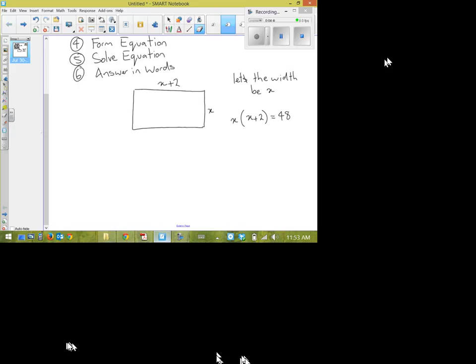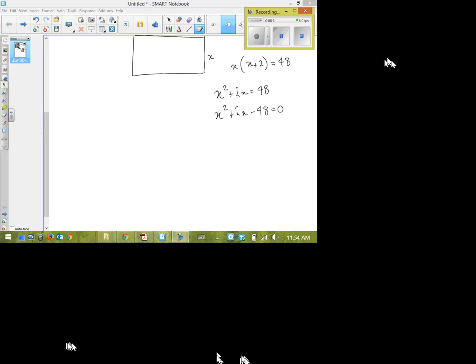Now we need to solve it. In this instance, the best thing to do is expand the brackets, rearrange the terms, get 0 on the right hand side, and then solve the equation. So let's do that. If we expand the brackets, we get x squared plus 2x equals 48. If we now rearrange the equation to get 0 on the right-hand side, we get x squared plus 2x minus 48 equals 0. Okay, so we're now ready to factorise and solve this equation.